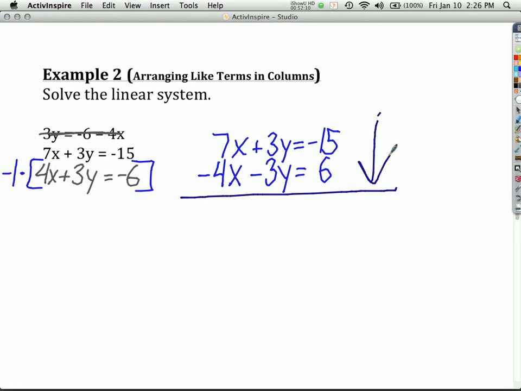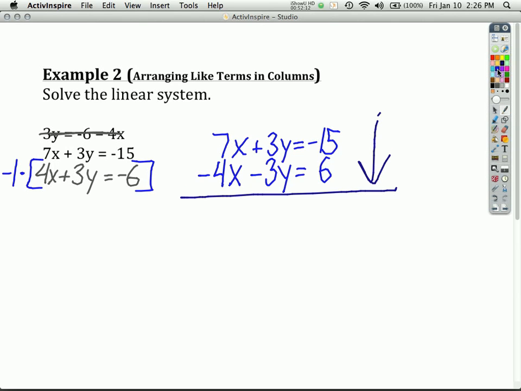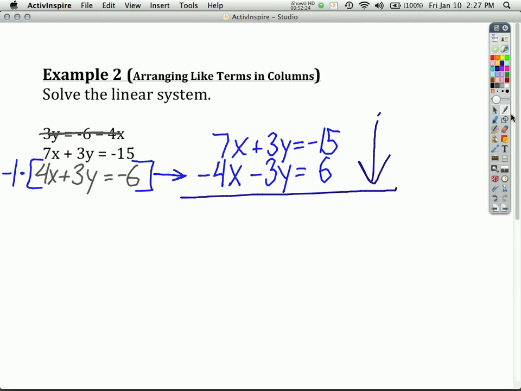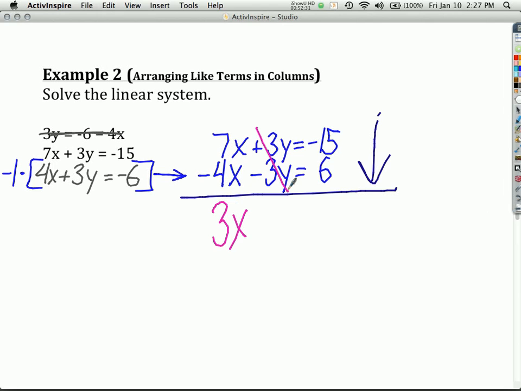Does anyone have any questions on how we did this step right here to get from here to here? Do you have any concerns or questions about it? Okay. So now we just add down. 7x minus 4x, we get 3x. This will disappear, equals negative 9. X equals what? Caleb?